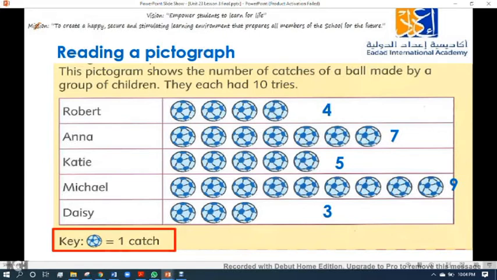So, now let's make sure that we read everything first. We understand that each of the balls represents the number of catches they made, and each of them had 10 tries. So, for the 10 tries, Robert was only able to catch 4. For the 10 tries, Anna was only able to catch 7, and Katie 5. Michael had 9 catches, and Daisy only had 3. Now, what does this mean?